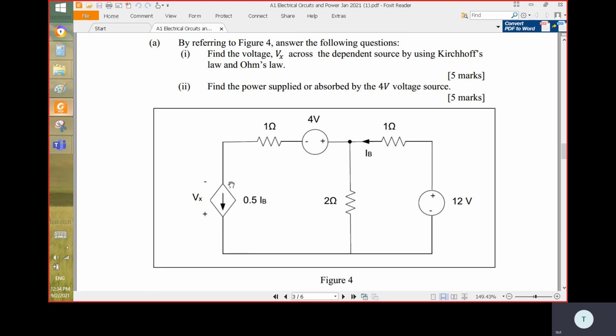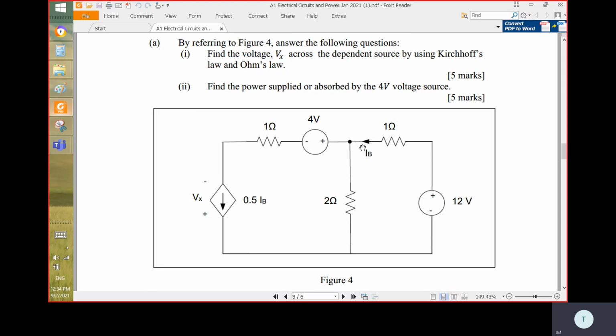Then we have another, this is the current source. How do I know? You look at this arrow. Arrow means it is the current. Positive, negative means the voltage. So this current source, the value is half of this IB. Whatever current flows through this 1 ohm, the current here is half only, 0.5 IB.